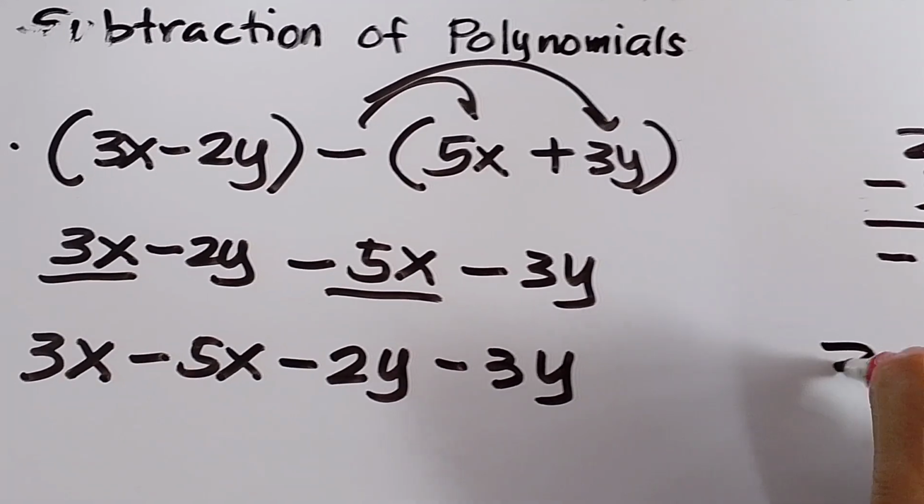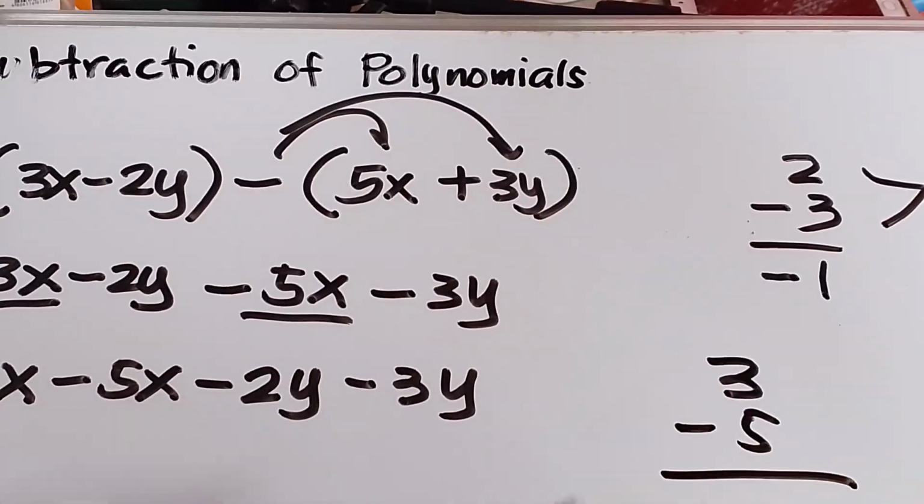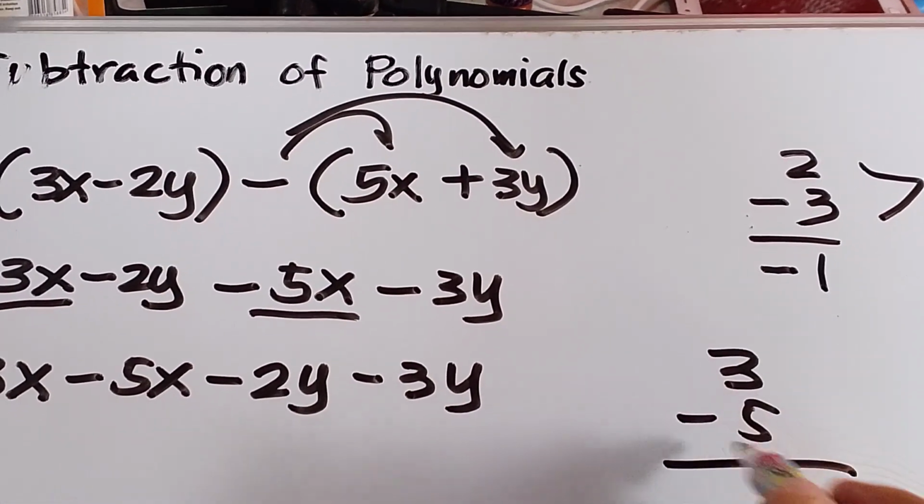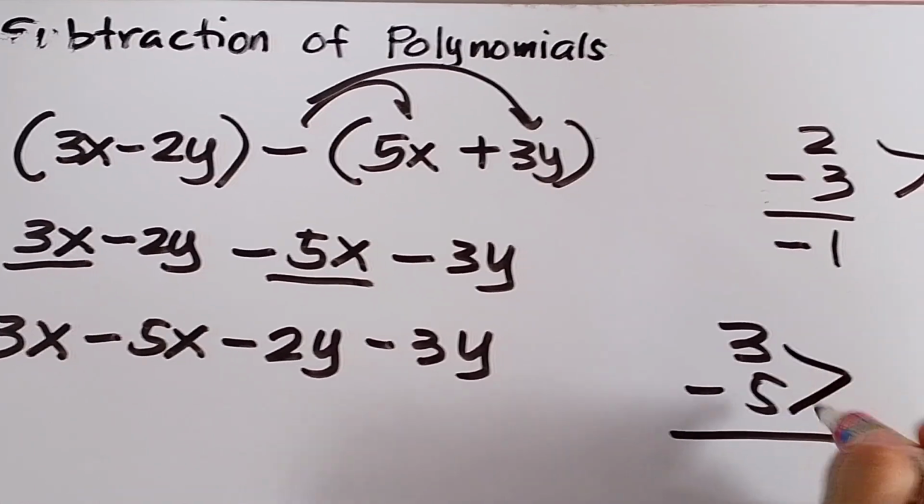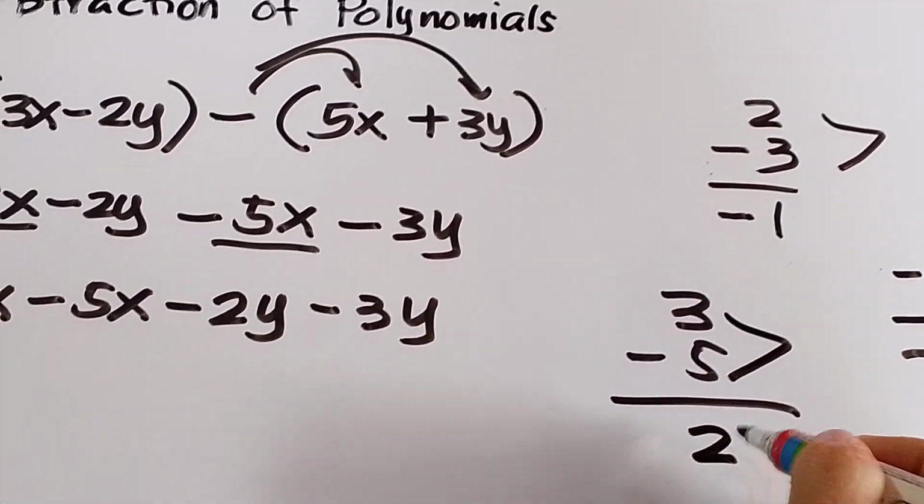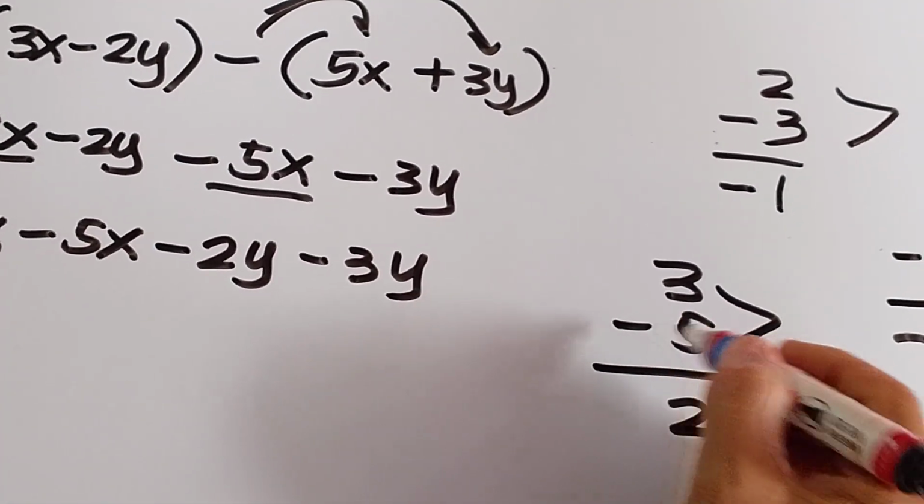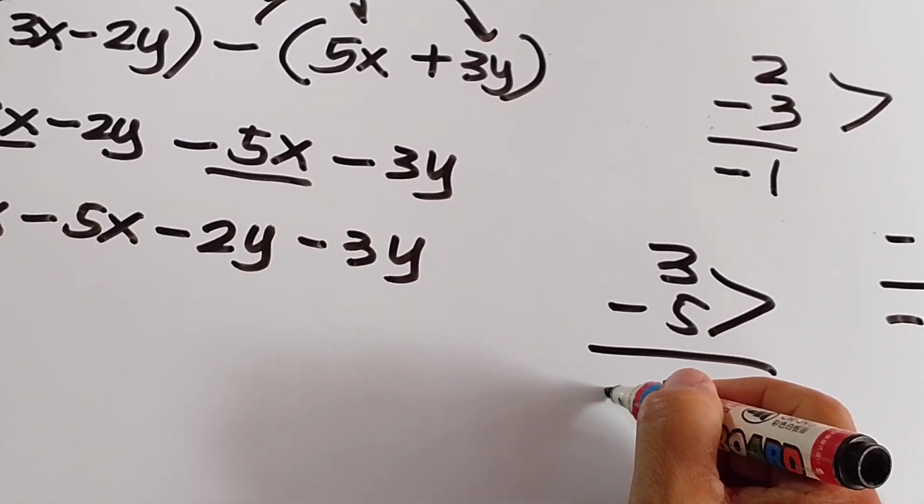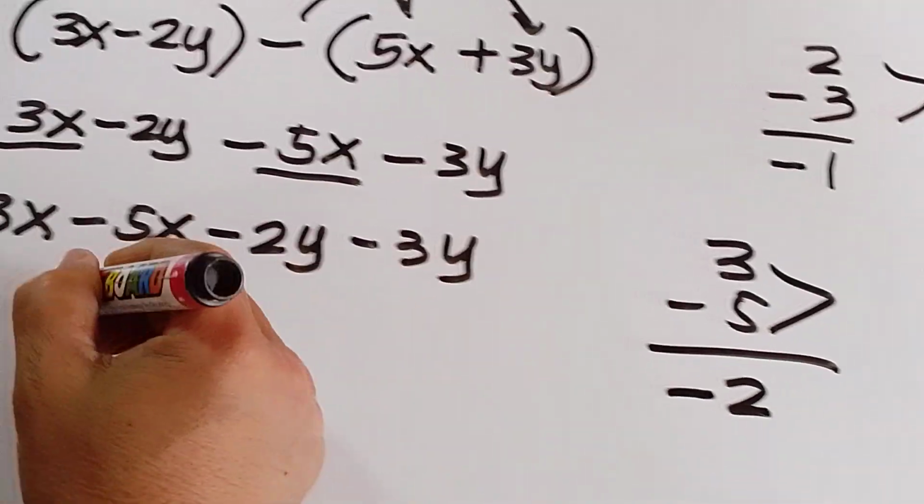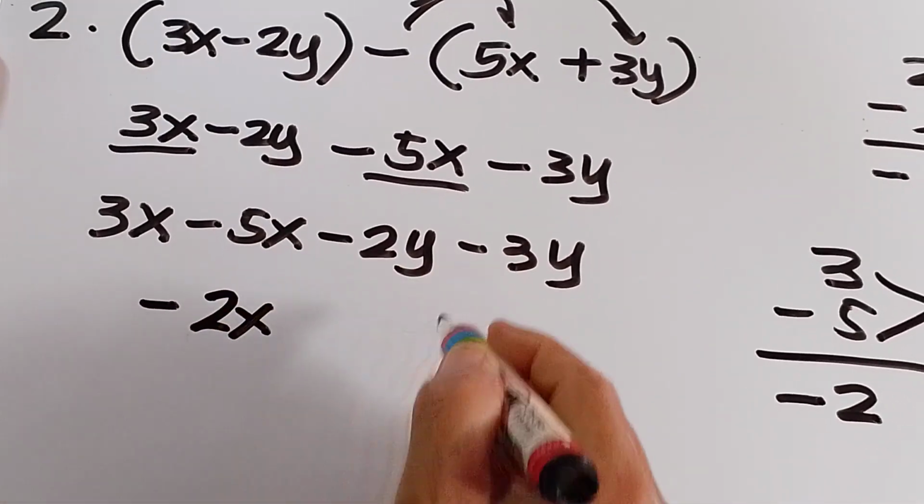The same, we have now 3 minus 5. Since they are unlike signs, positive and negative, we will use subtraction. 5 minus 3 is 2. And since 5 is greater than 3, the sign of the greater number is negative. So I have here negative 2x.